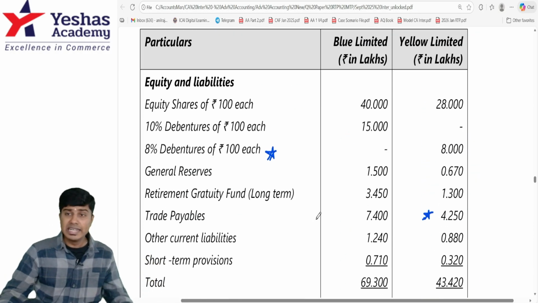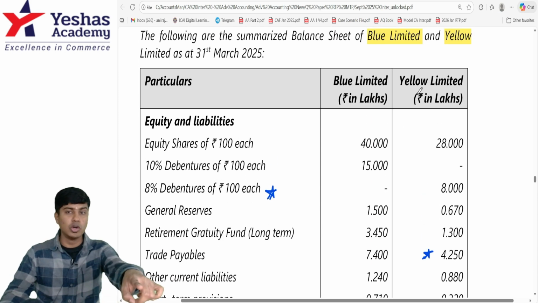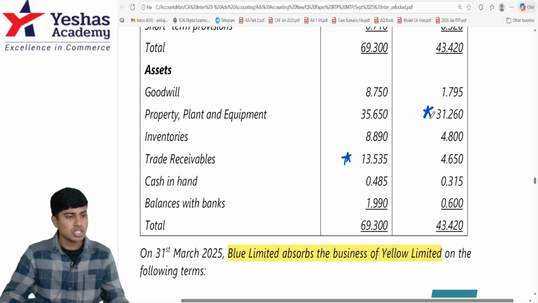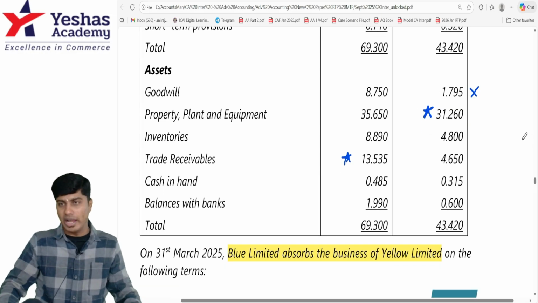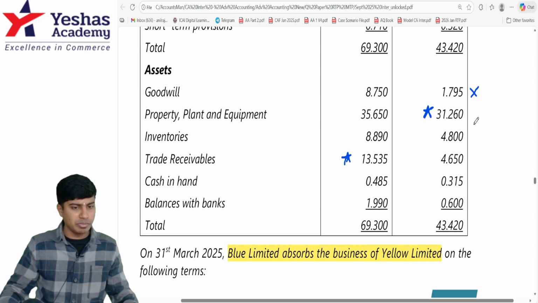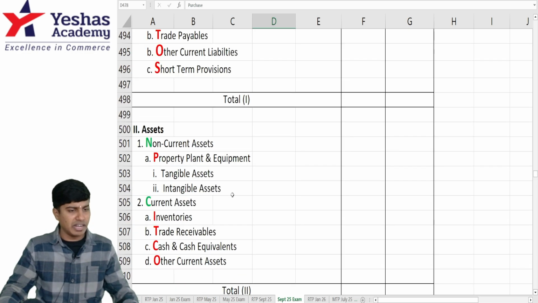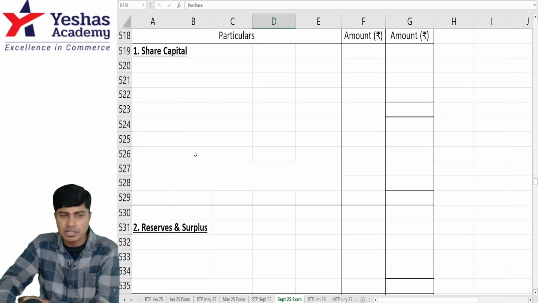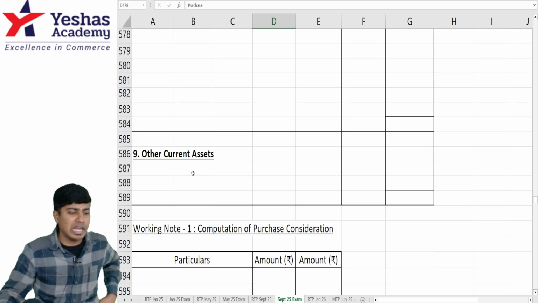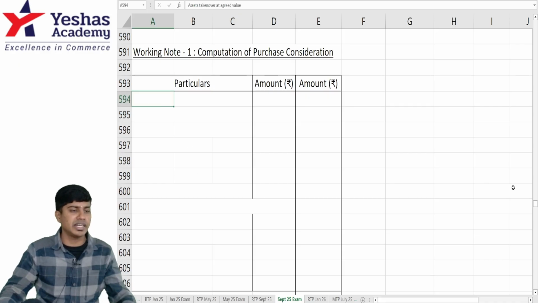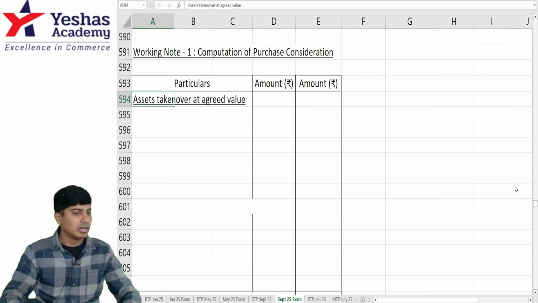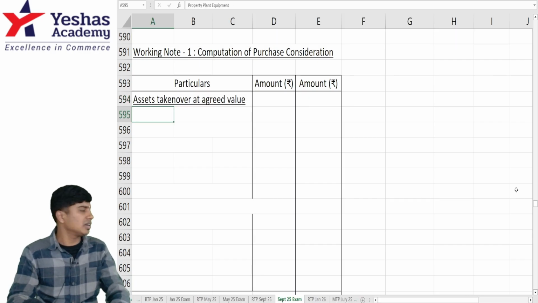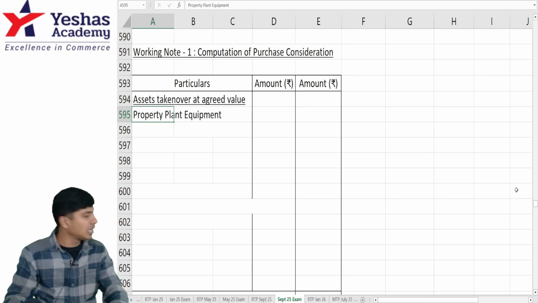Can we begin? Yes, sir. Let's start with NATO for Yellow Limited. Focus on the second column. Goodwill will not be considered. Why? Goodwill will be done in a working note and we find the new value. That is under average profit method. Take property, plant and equipment. Balance sheet first page, then space for notes to accounts for liabilities and assets. Here, PC under which method? NATO method. Net assets taken over computation, assets taken over at agreed value, beginning with PPE.